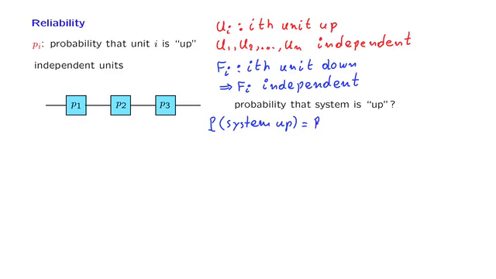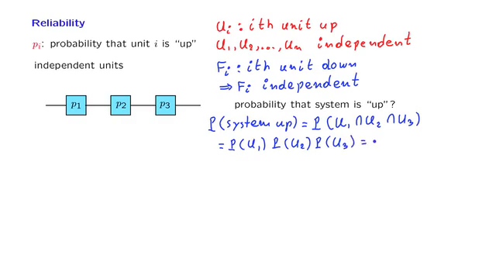this is the event that the first unit is up, and the second unit is up, and the third unit is up. And now we use independence to argue that this is equal to the probability that the first unit is up times the probability that the second unit is up times the probability that the third unit is up. And in the notation that we have introduced, this is just p1 times p2 times p3.